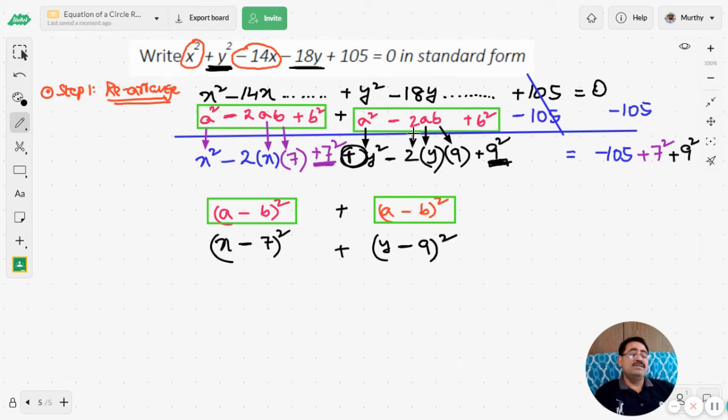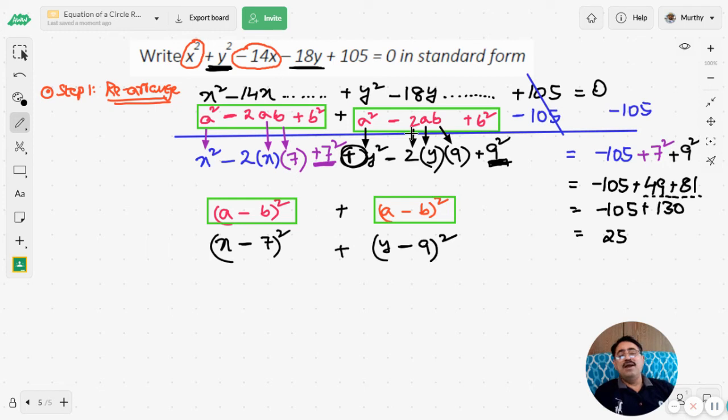square. Now let's simplify the other side. Negative 105, 7 times 7, 49. 9 times 9, 81. Let me add these positive values. That gives me 130. So negative 105, add 130, you'll get 25.